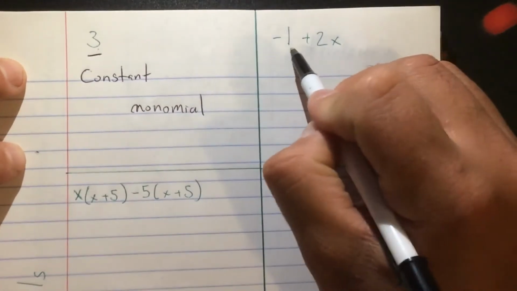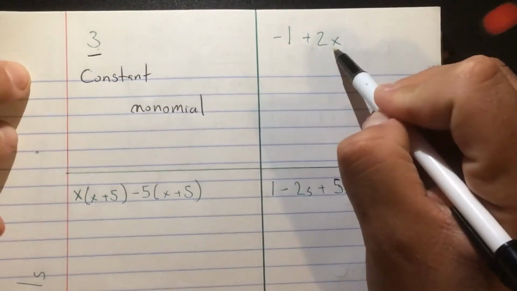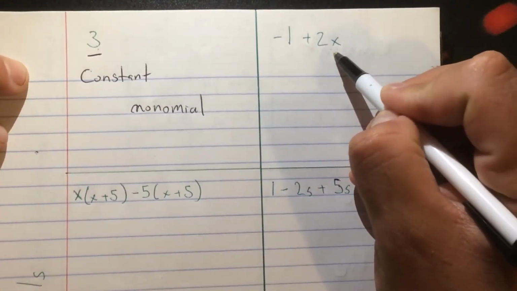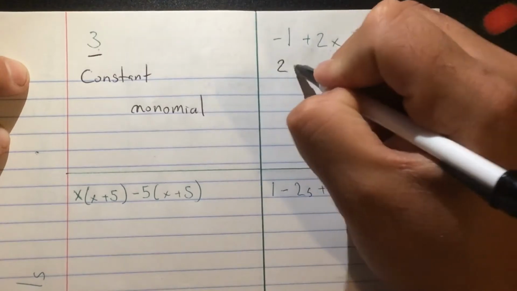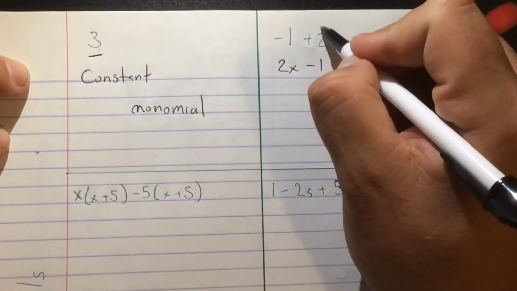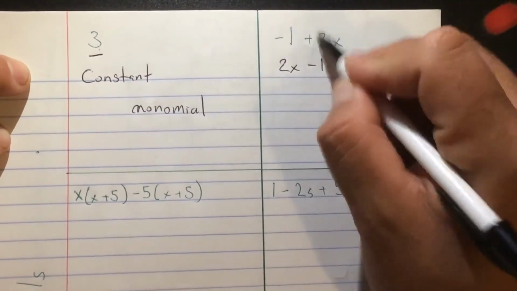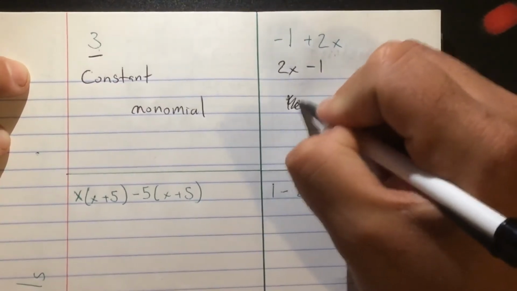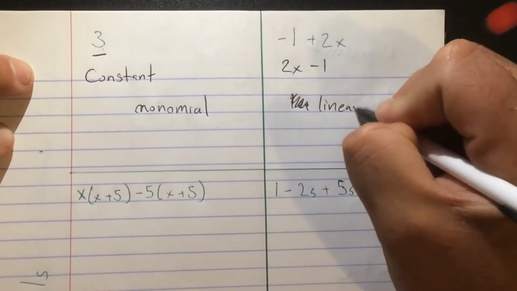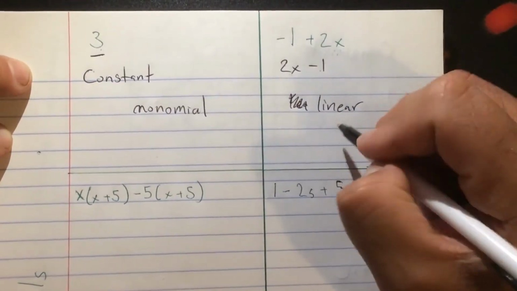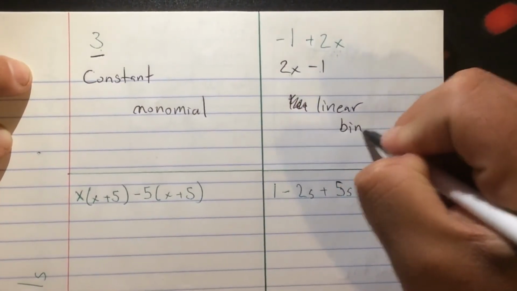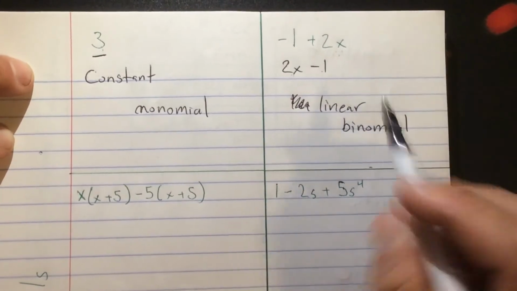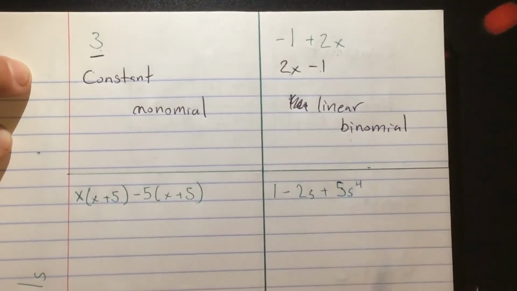The second one has 2 terms, but since you always want to put the highest degree in front, we're going to rewrite this as 2x minus 1. We just basically switch these around so that the biggest number is in front. So now this is a linear term, but it's 2 terms, so it's a linear binomial because there's 2 terms, bi meaning 2.